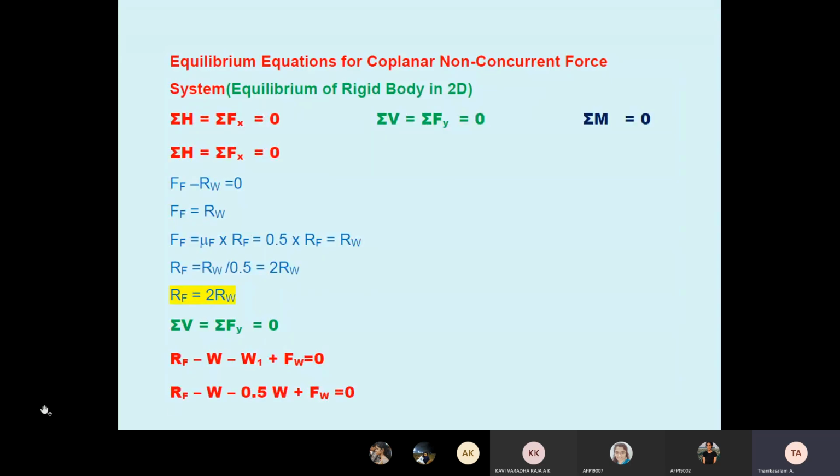So FF, we know FF equal to what? Mu F into RF. Mu F given in the question is 0.5, so 0.5 RF equal to RW. So taking the 0.5 to the denominator, therefore RF equal to RW divided by 0.5. What is RW divided by 0.5? 2 RW. Therefore RF, the reaction at the floor, equal to 2 into the reaction at the wall. So that is equation 1.